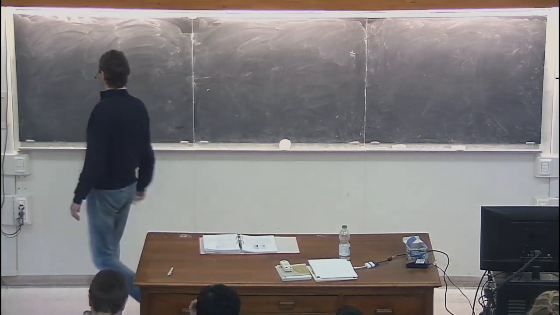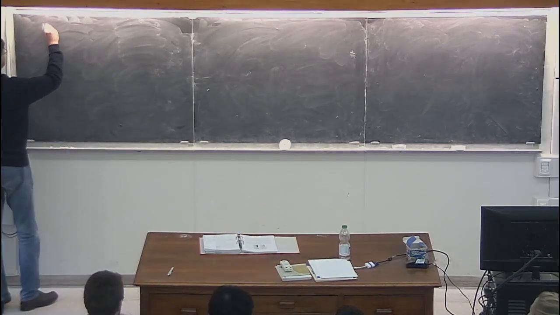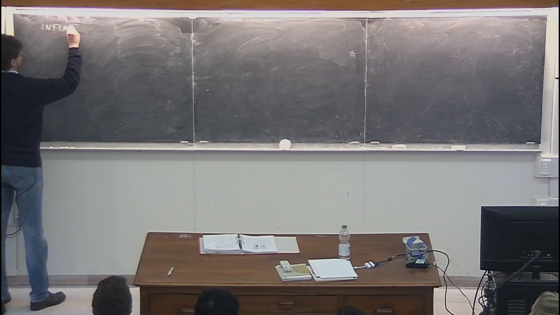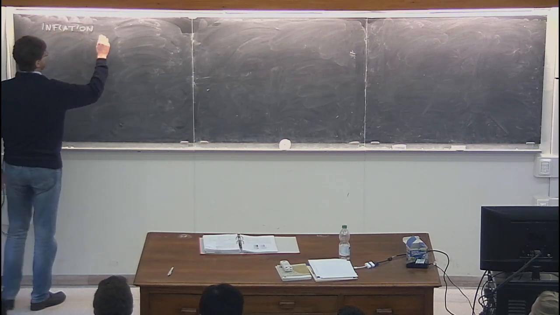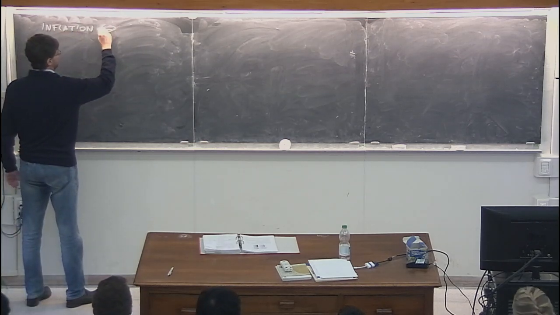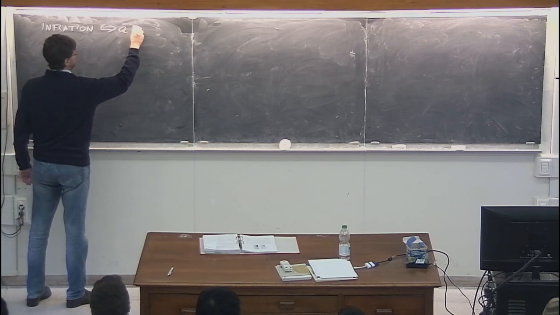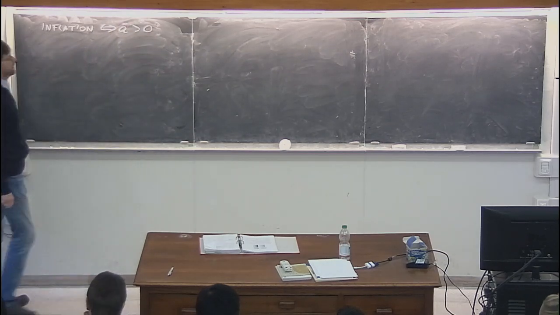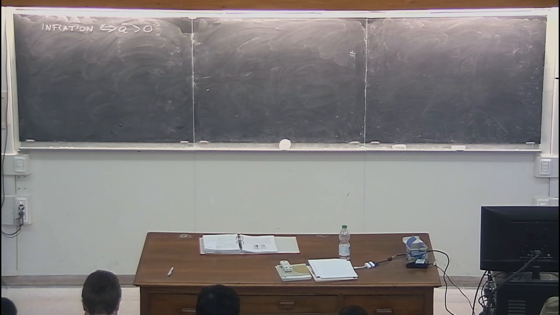So we discovered that inflation is a period where a double dot is larger than 0. Okay, so the question I would like to discuss or answer during the rest of this morning's lecture is the following: what are the ingredients that I have to use in order to get such a period?